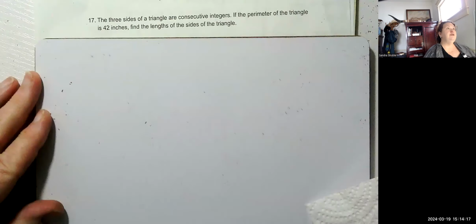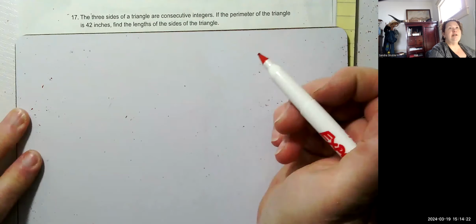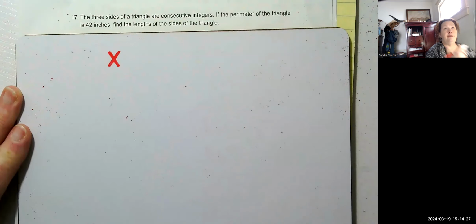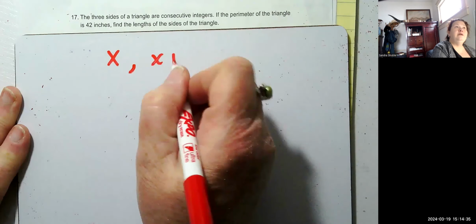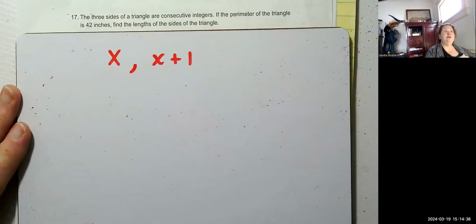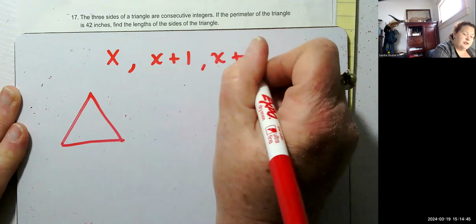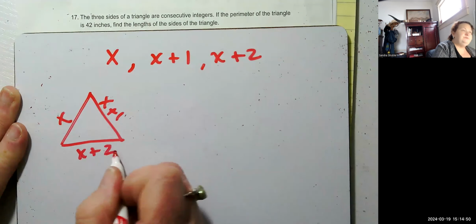Okay. All right. The three sides of a triangle are consecutive integers. The first thing you need to know is what a consecutive integer is. So if we let x be a consecutive integer, or say the number 3, what's the next consecutive integer after 3? It's 4. How did we get to that? We added 1. So those are our two integers, but we have 3 sides. So there's got to be 3. So we'll say this one's x plus 1, and this one's x plus 2.